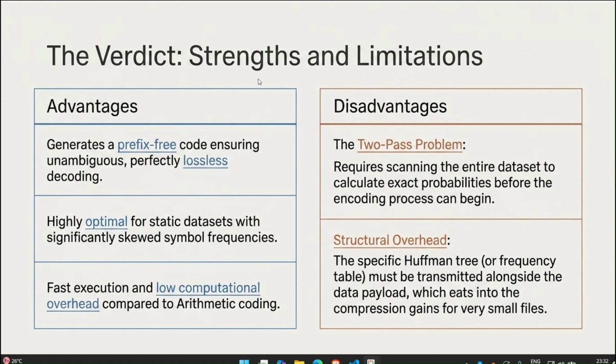Vulnerability to error. Because the codes are variable in length, a single flipped bit during transmission can corrupt the entire subsequent decoding process since the boundaries between symbols will be lost.